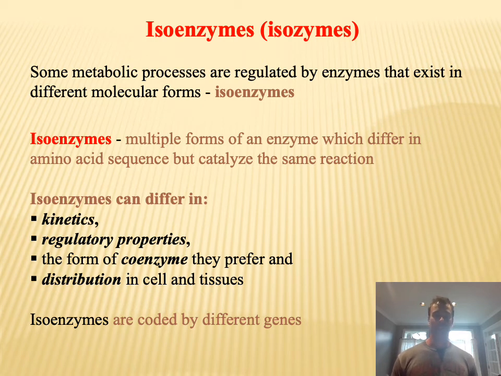Again, they can differ in kinetics and regulatory properties. They can have different coenzymes or different forms of coenzymes, and they can be distributed in cells differently. So you might have more of one isozyme in certain parts of the body and less in other parts of the body. They are actually encoded by different genes.